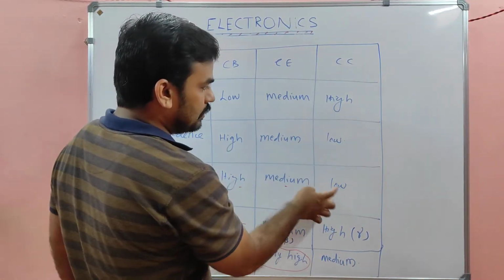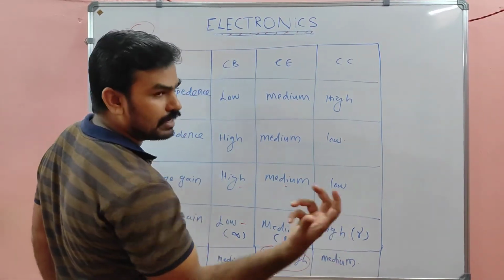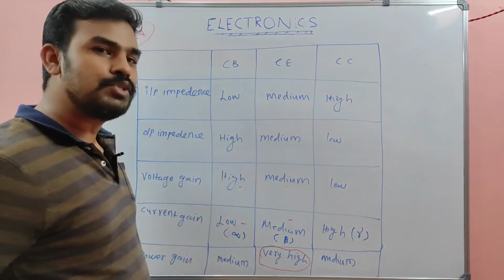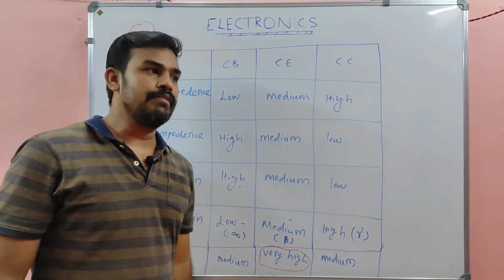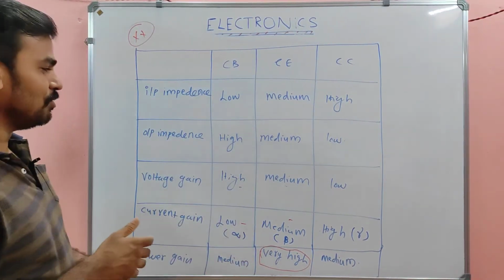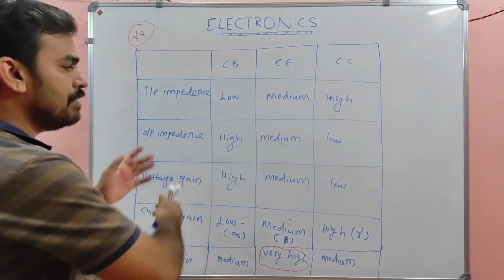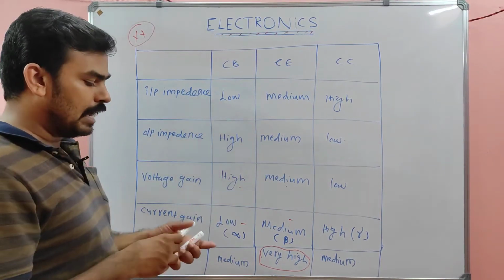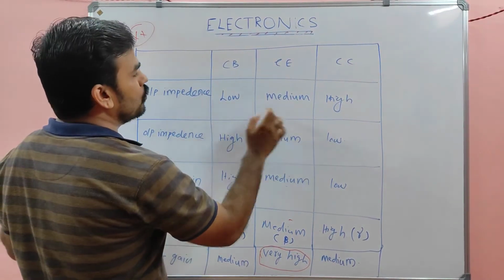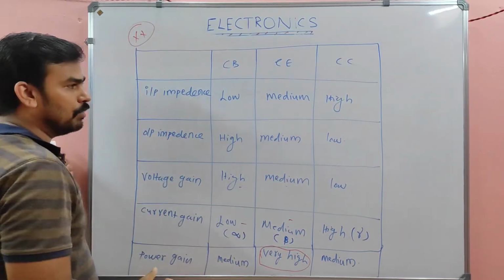And for common collector, my dear, if you multiply the voltage gain low with the current gain high, you will get a medium value. That's all. Only medium and medium multiplied will give a very high value, right? It's simple mathematics, no need to explain at all. Everything is important, especially the high and low values, which are more important. High low, low high, high low, these values are really important.